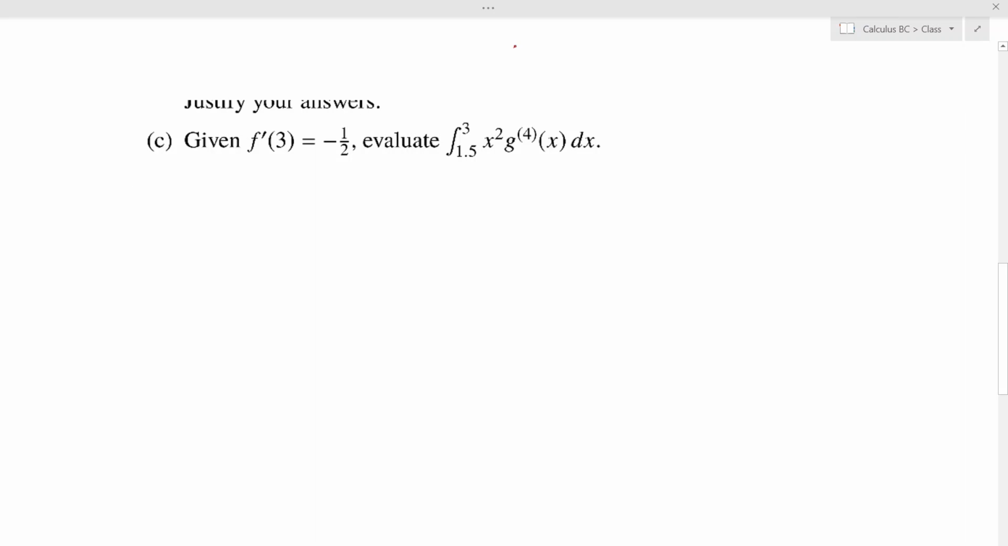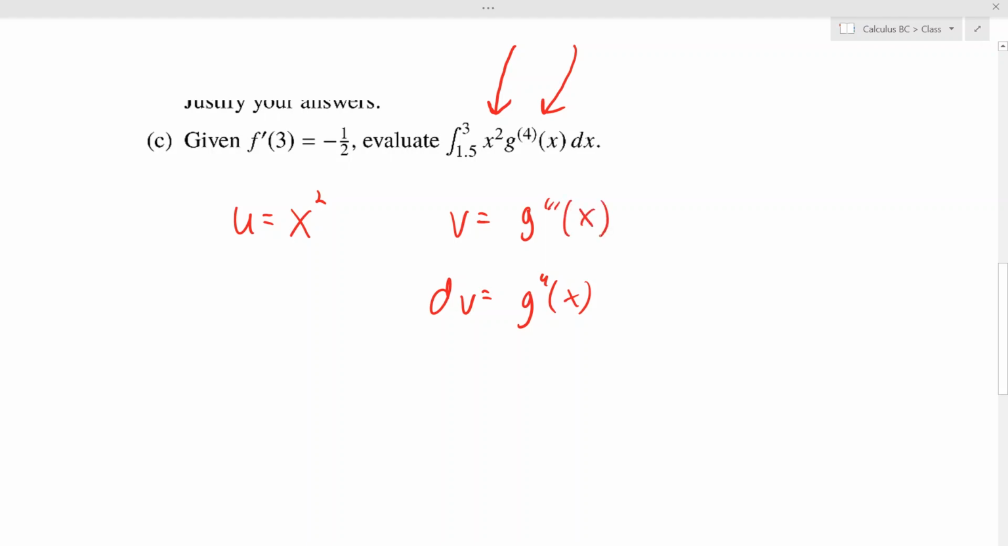So they're making it weird, but there's a polynomial x squared, and there's a function we can integrate, the fourth derivative of G. So we're going to have to let u equal x squared, which means dv is going to have to be the fourth derivative of G. Well, that means v is the third derivative of G, but du is 2x. As a matter of fact, since it's just x squared, we're going to do it twice.